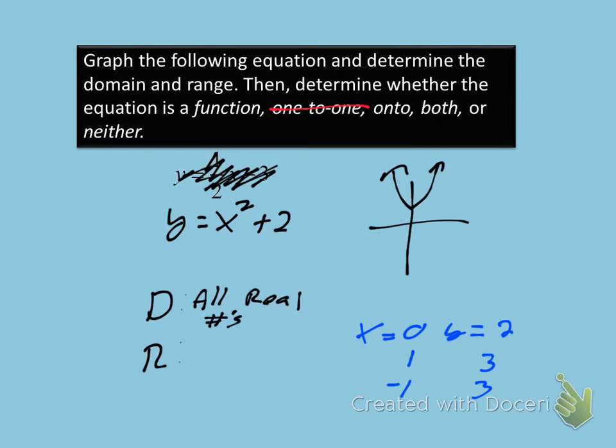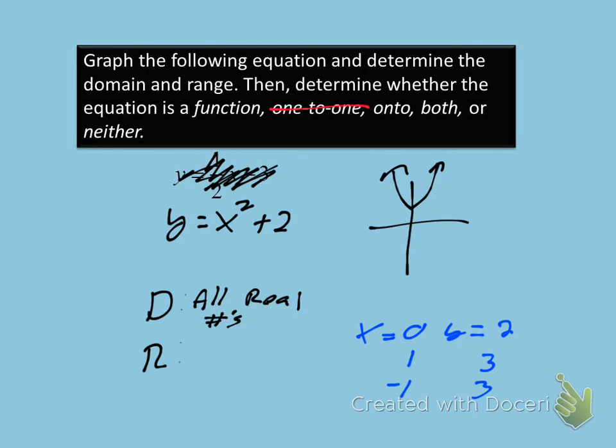Same concept. I want 1 as my y now. Will that ever happen? No. It can't be less than 2. 1.99999999, still not happening.